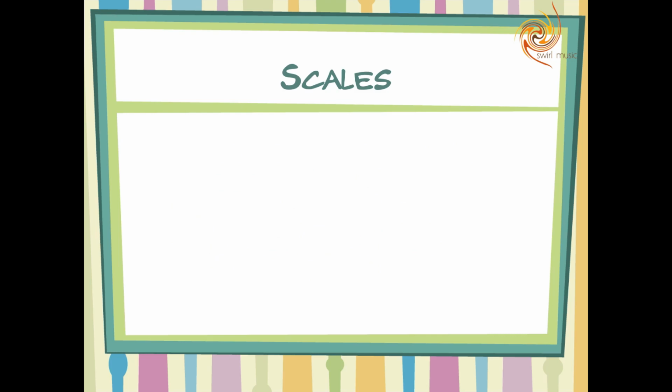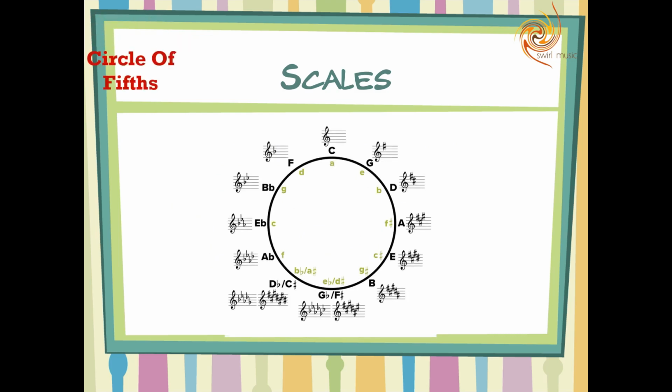An easier way to remember this is looking at the circle of fifths. If we start at C and go higher to the fifth note of the C scale, we get to G, and the G scale has one sharp. Going higher to the fifth note of the G scale, we have D, and D scale has two sharps. Going higher to the fifth note of the D scale, we have A, and the A scale has three sharps, and so on.